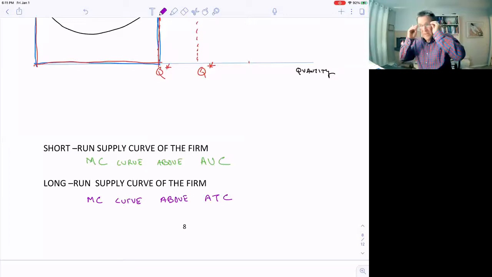So remember this. The supply curve for the firm is essentially the marginal cost curve, as long as they're making money. In the long run, they've got to cover their costs. So it's that marginal cost curve that's above the total cost curve, all their costs. In the short run, it's the marginal cost curve as long as they're meeting their variable costs. So it's that marginal cost curve that is above the average variable cost curve that is the supply curve for the firm.